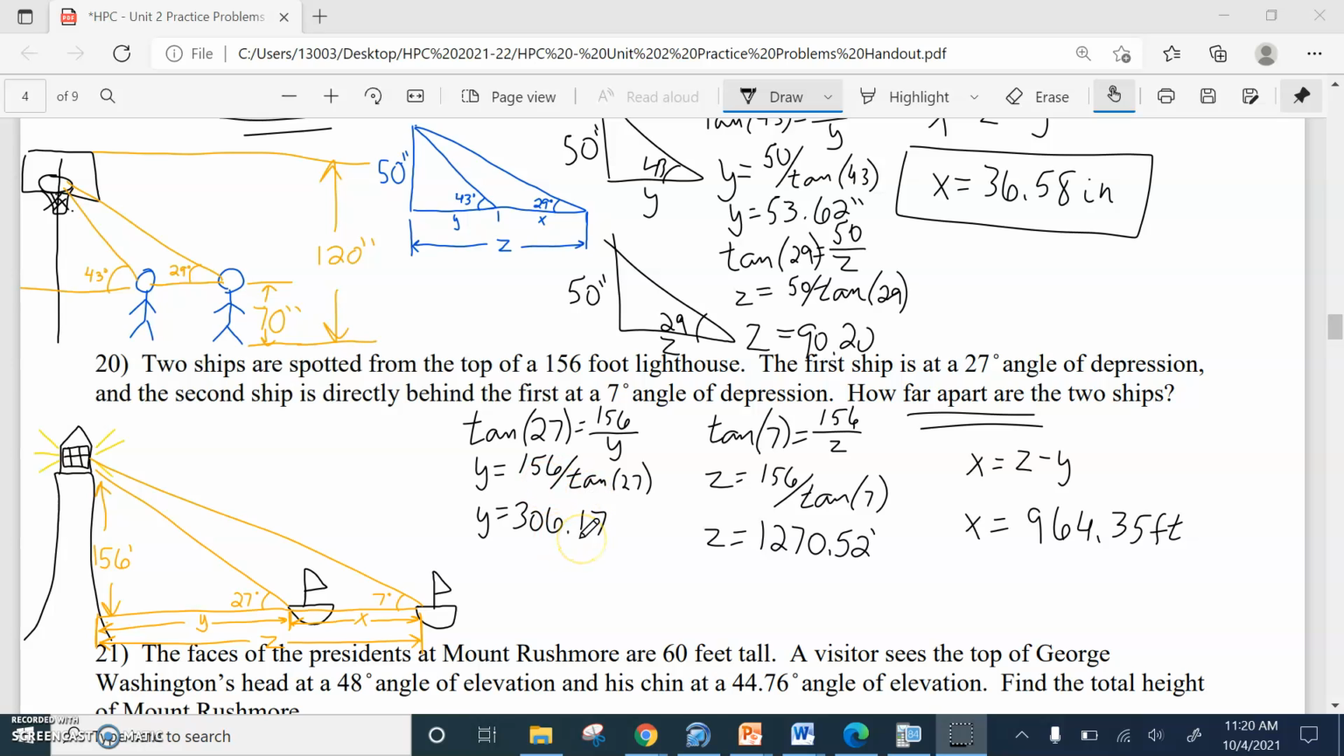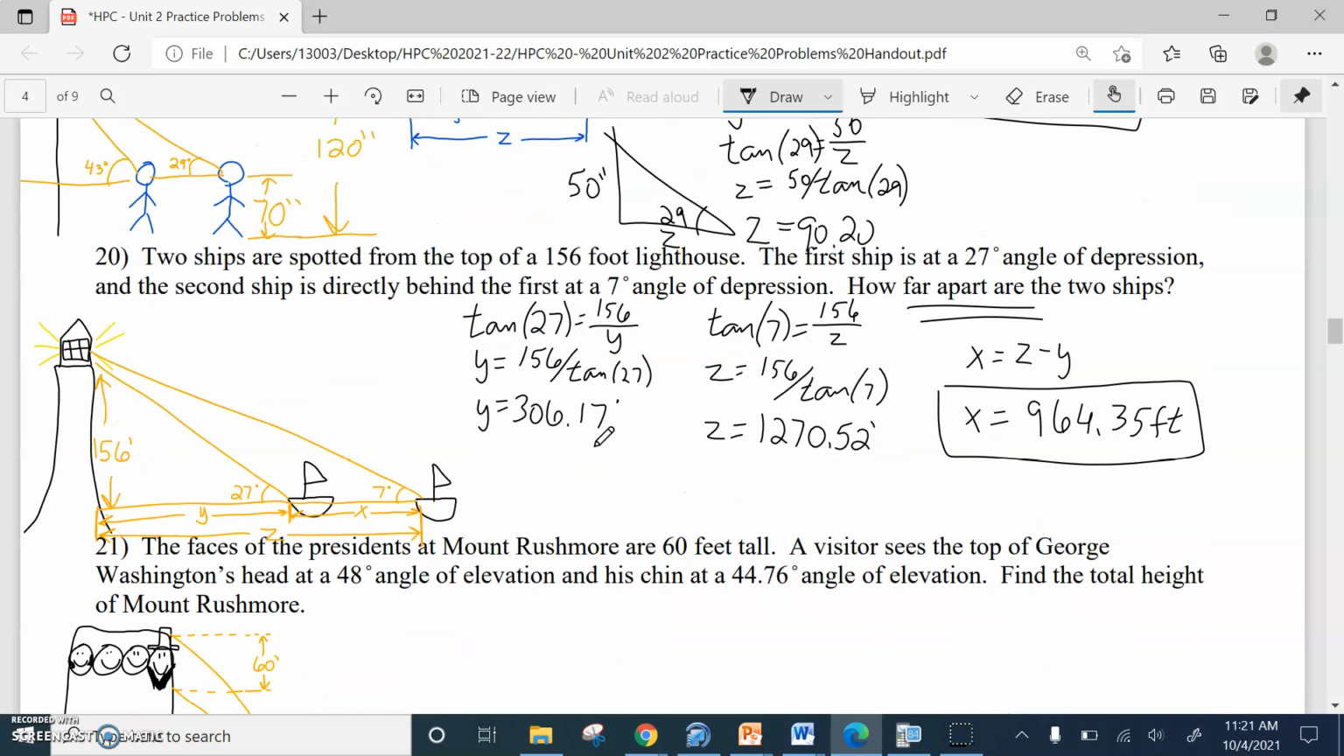We run the numbers and we get 306. I forgot the foot mark there. All right. Next up, we have the 7-degree angle of elevation. So tangent of 7 degrees is still the opposite 156 over the adjacent z this time. When you rewrite that out and solve for z, 1270, and then you just simply take 1270 minus 306. With decimals approximated, your final answer is 964.35 feet. So again, just a rewrite of question 19 is 20.